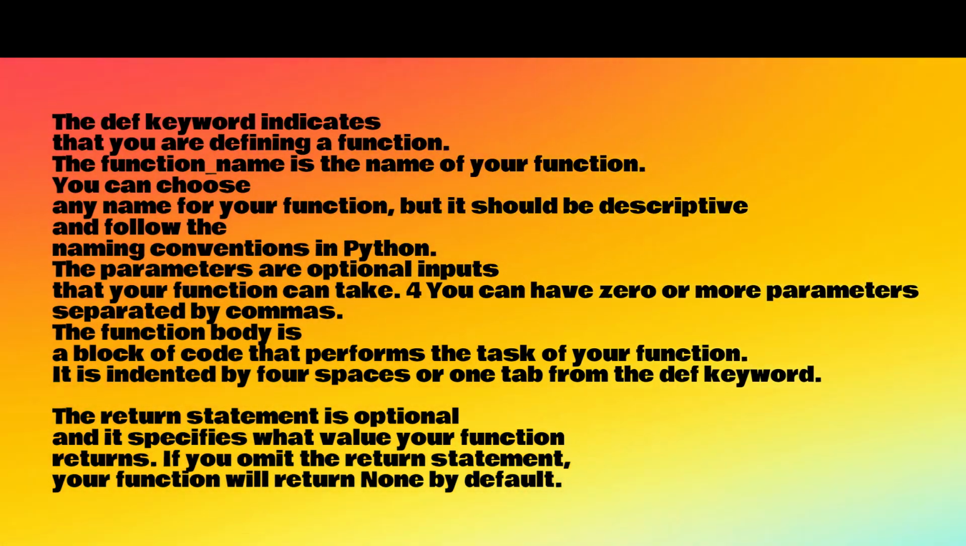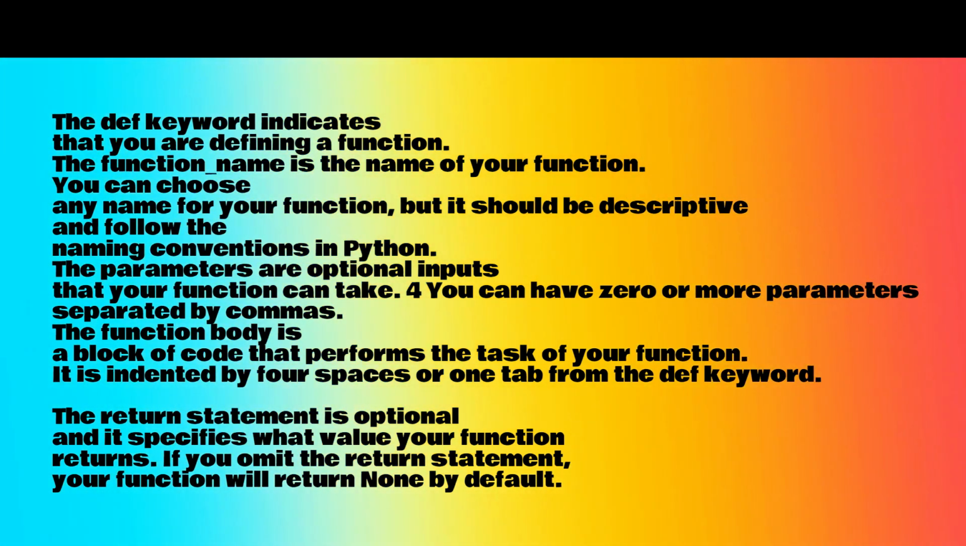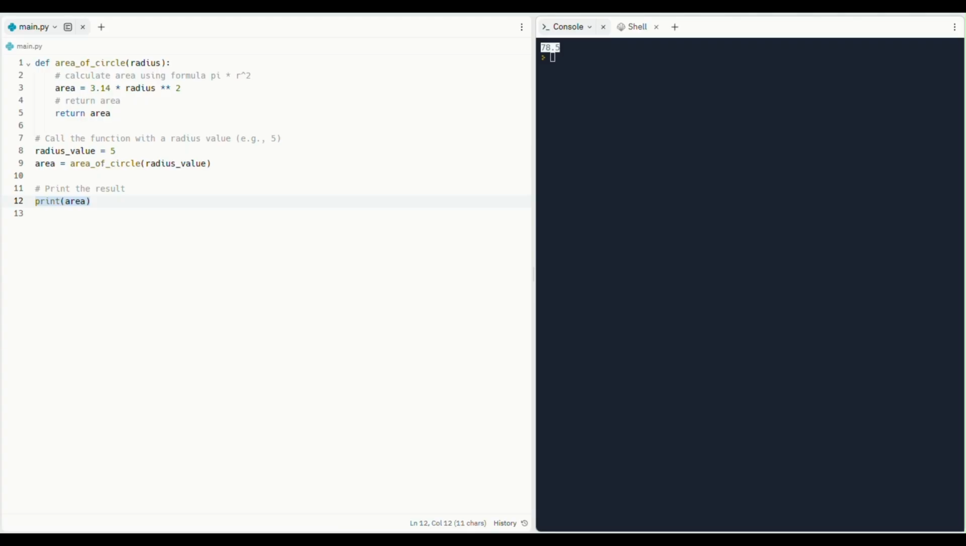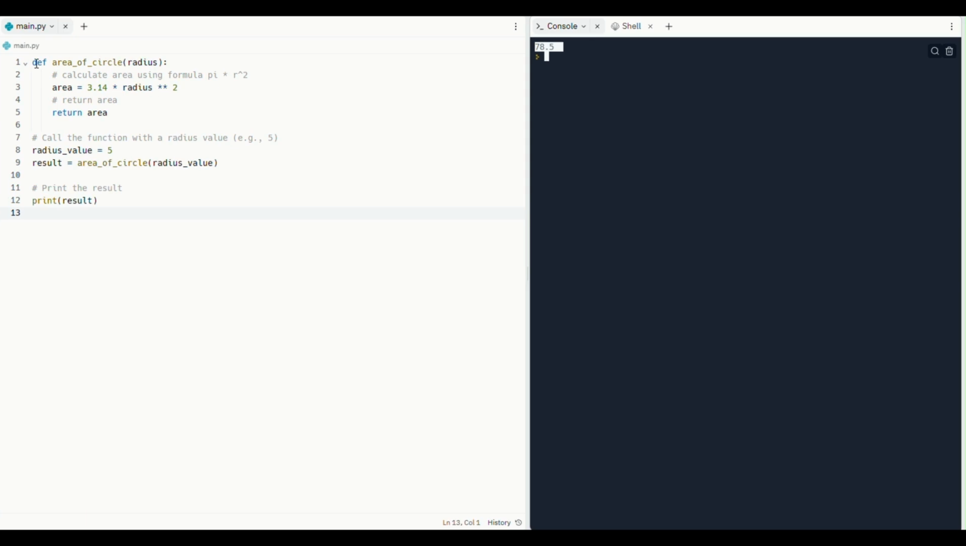Let's see an example of how to define and call a function in Python. Suppose you want to create a function that calculates the area of a circle given its radius. You can write def area_of_circle(radius): # Calculate area using formula pi * r squared. area = 3.14 * radius ** 2. return area. This statement defines a function called area_of_circle that takes one parameter called radius.